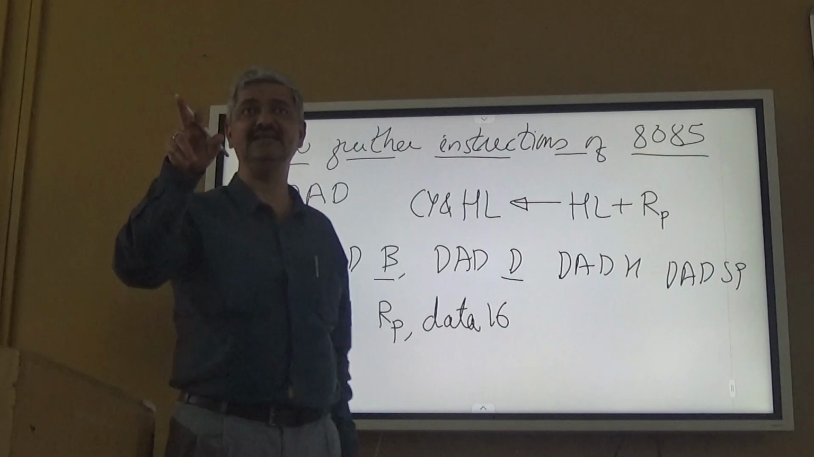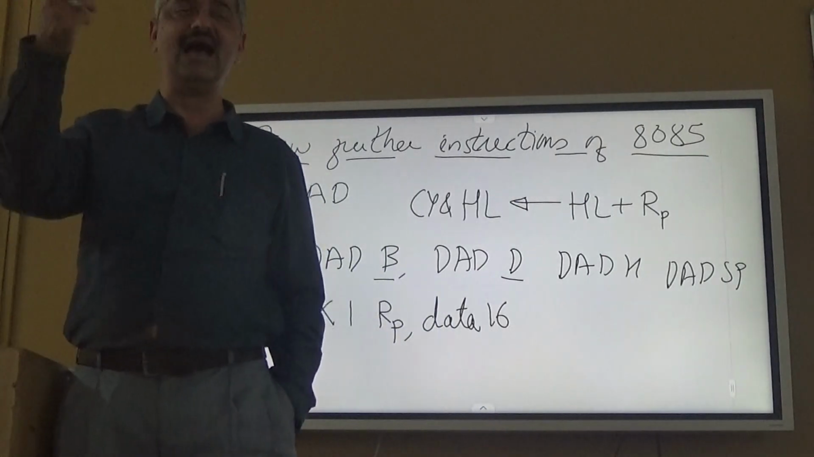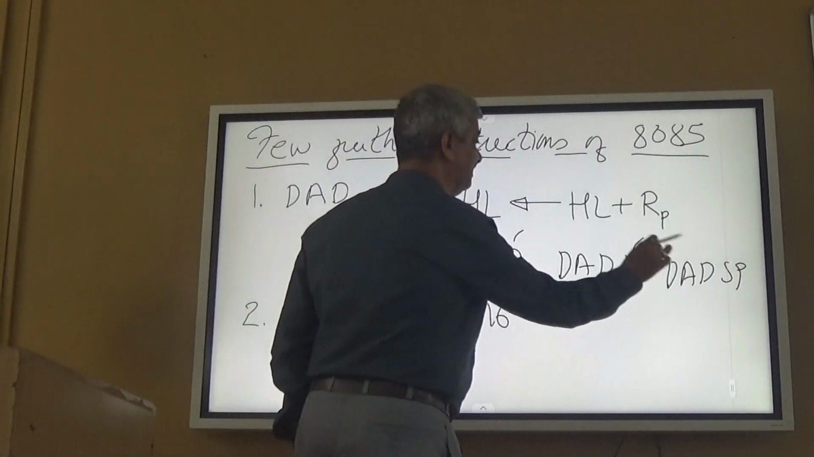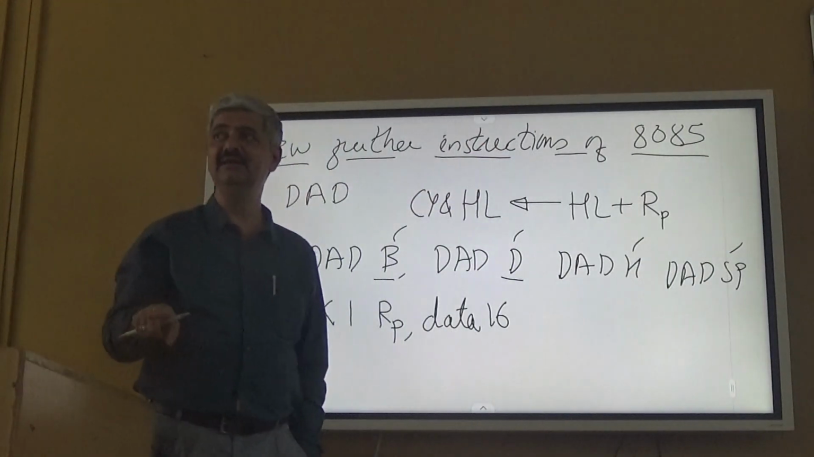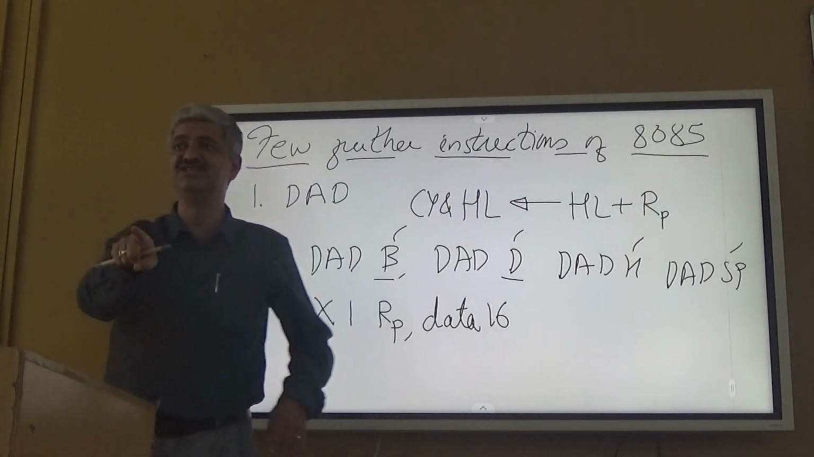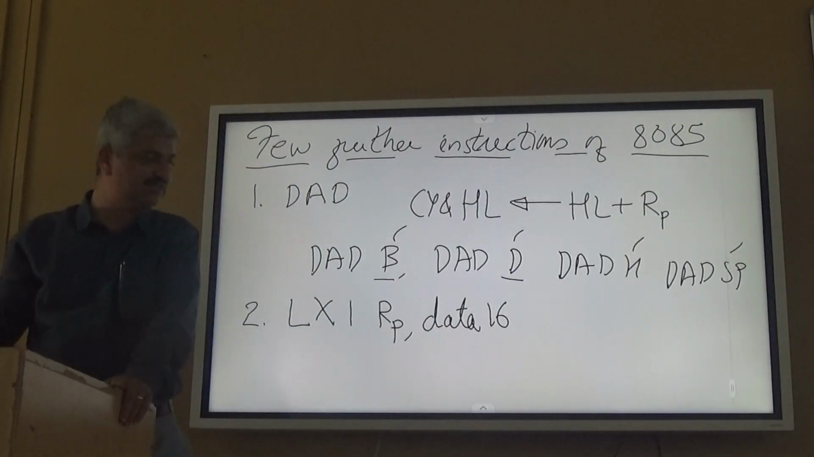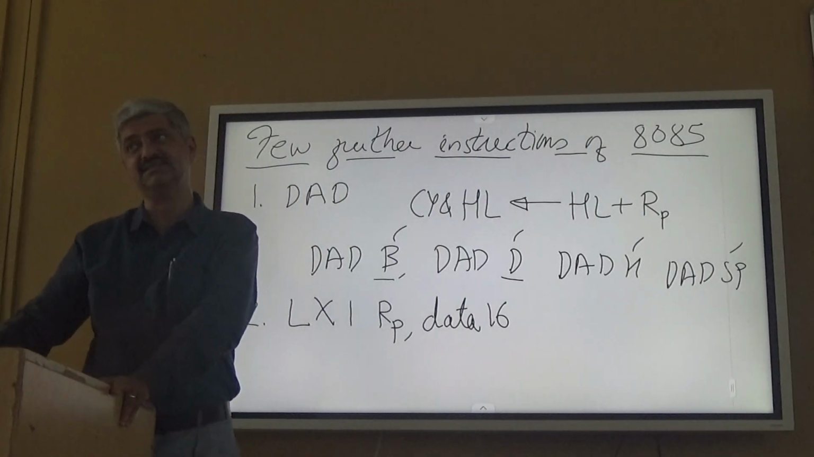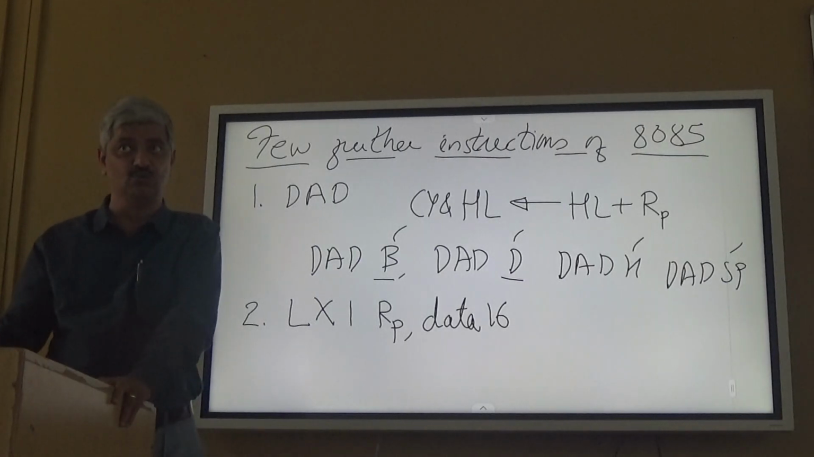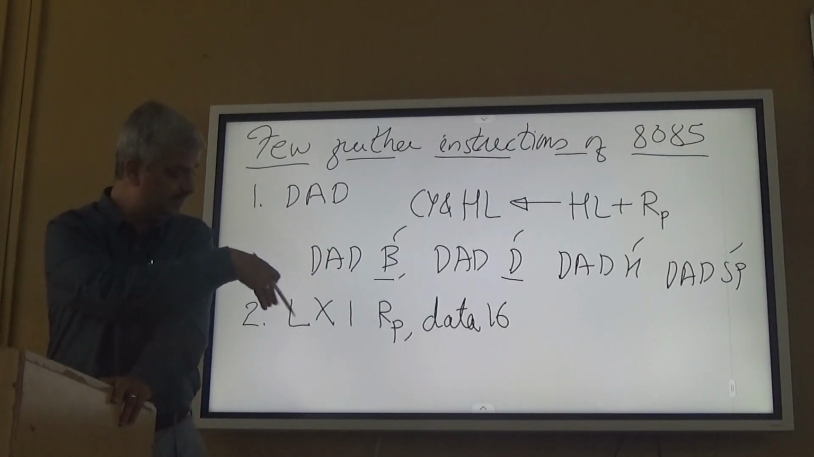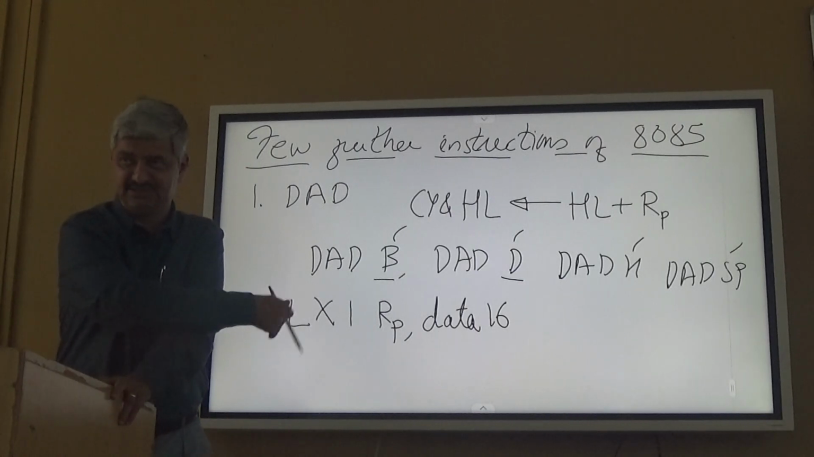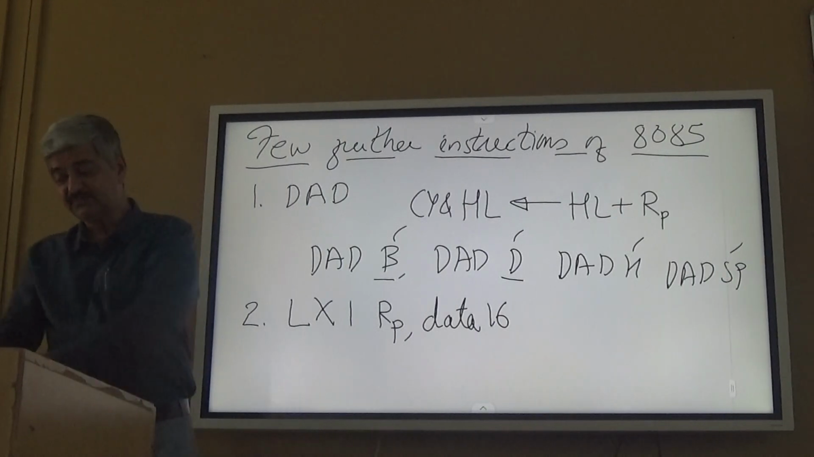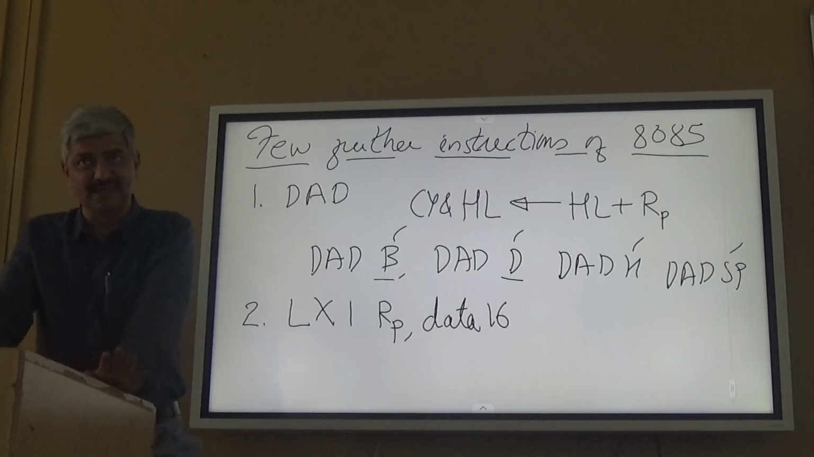The instruction format is LXI RP, where RP means B, that is BC, DE, HL, or SP. So LXI B, LXI D, LXI H, LXI SP are 4 instructions. Each of them is 3 bytes long, and how many machine cycles it takes, I would like to know from you. There are a few more instructions which I will describe, and all instructions we shall use simultaneously.